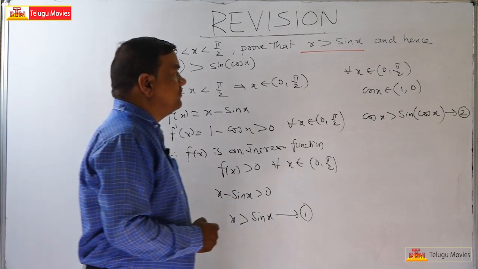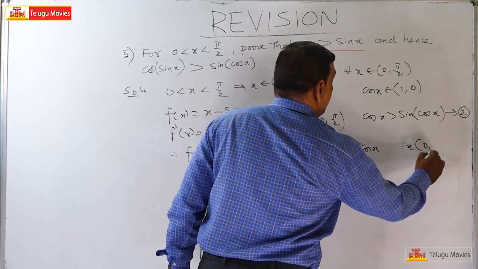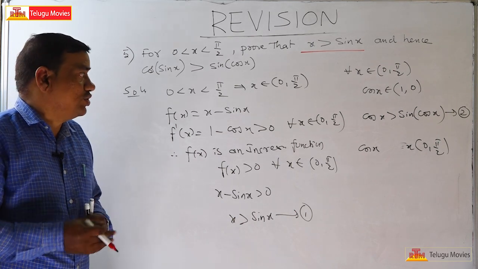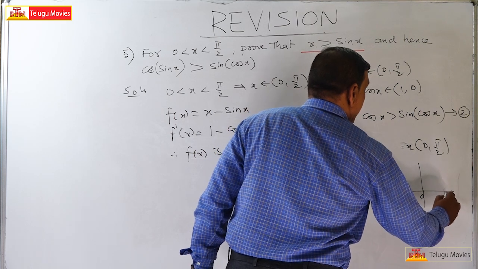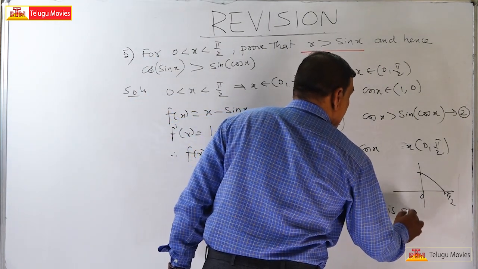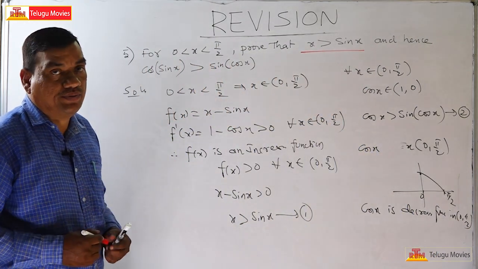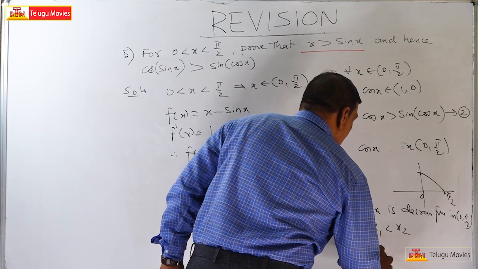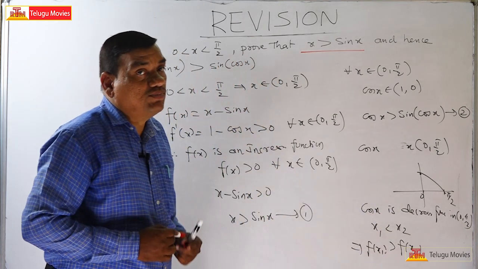Now, let us observe that x belongs to 0 to pi by 2. If you observe the graph of cos x, cos x value belongs to 1 to 0. At 0 it is 1 and at pi by 2 it is 0, so it is a decreasing function. Cos x is a decreasing function in 0 to pi by 2. We have one result for a decreasing function: x1 less than x2 implies f of x1 is greater than f of x2. If it is less than, you will get greater than; if greater than, you will get less than. That concept we are going to apply now.